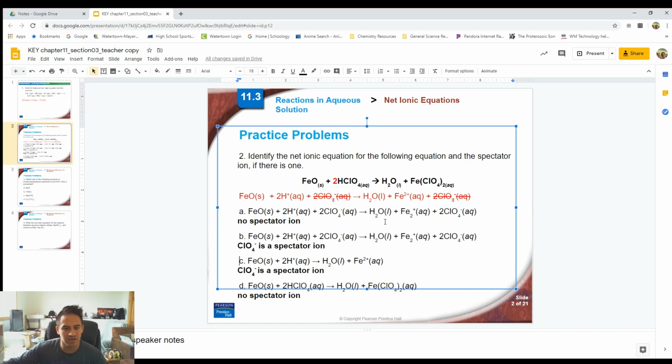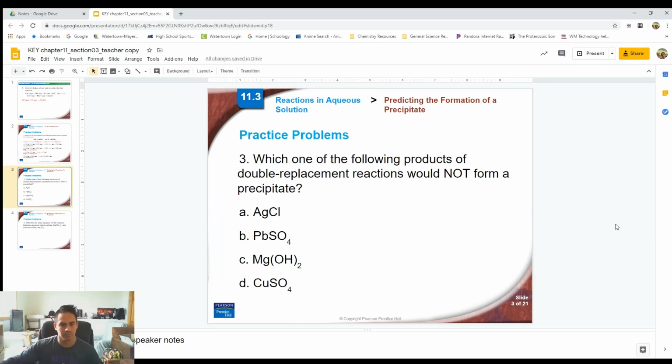And of these two, B or C, the net ionic equation is just going to have these two things here and these two things. So it looks like we would have C as our answer, where we have FeO as a solid on the left with 2H+ aqueous on the left. And we have H2O liquid on the right with Fe2+ aqueous on the right. And they've identified this as a spectator, which we also identified. So our correct answer here is letter C. Okay, that's our correct choice.